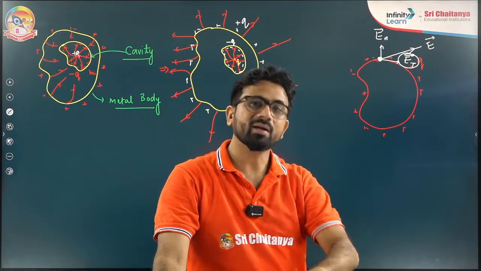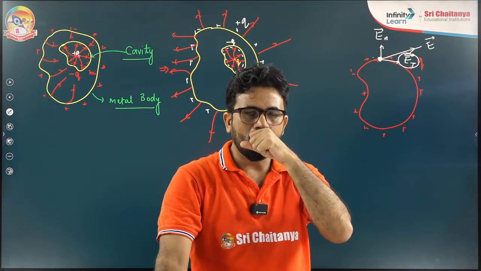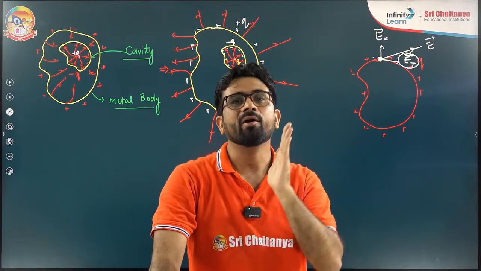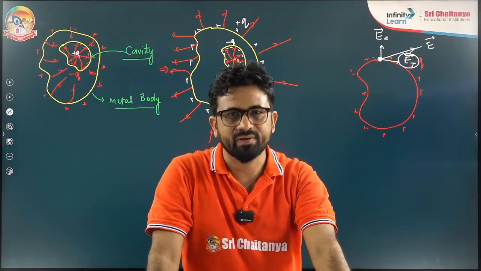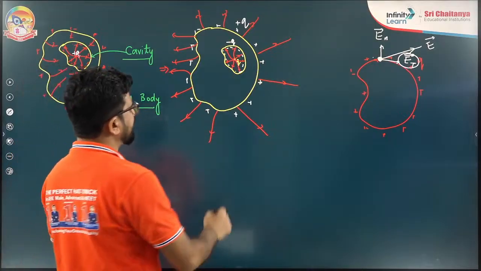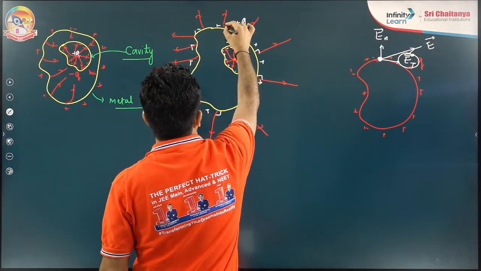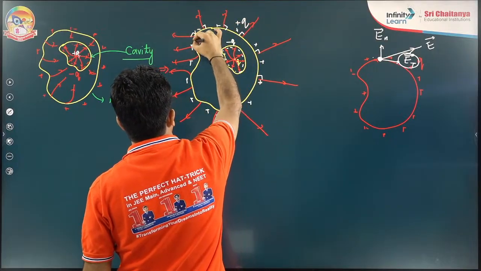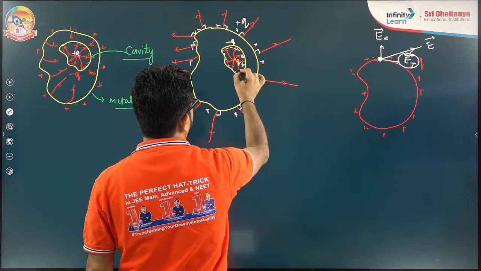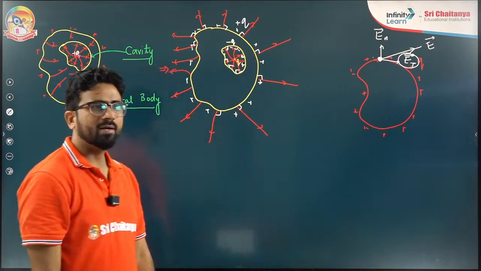For conductors, this is a very, very important property. Try to understand it. The field lines are always perpendicular to the surface. That's why I have drawn this. You can check here, these field lines are always perpendicular to the surface. Not only here, inside the cavity also you can check: this is perpendicular to the surface, this is perpendicular to the surface. I think it is clear to everyone, beta.